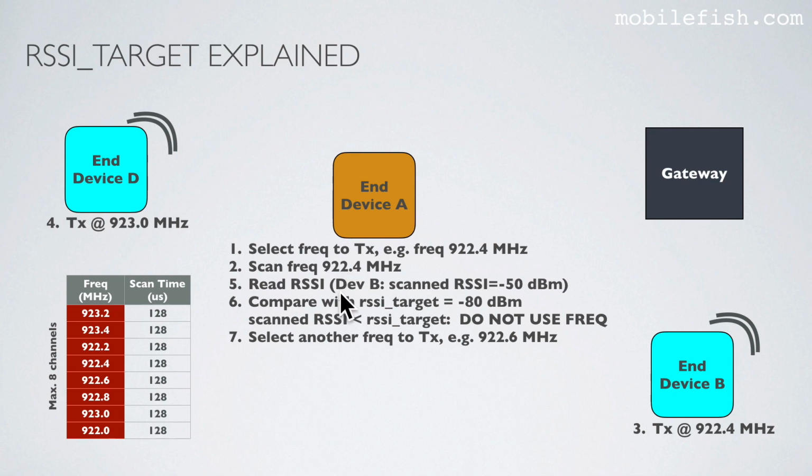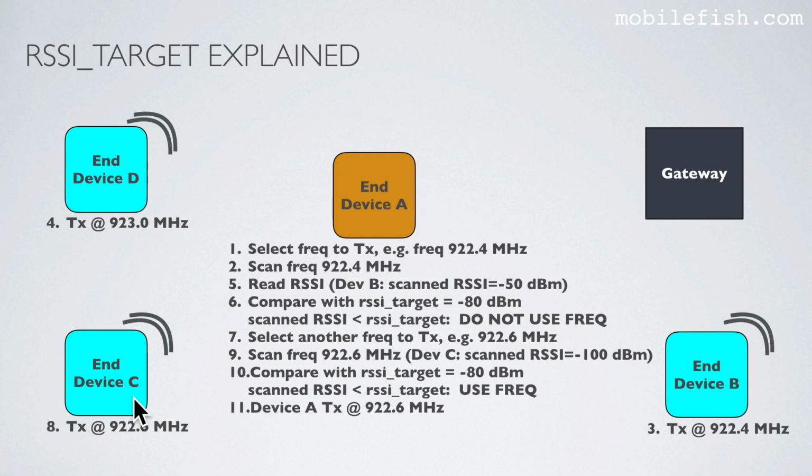Device A receives the signal from device B. It reads the RSSI value. So the scanned RSSI value is minus 50 dBm. Device A compares the scanned RSSI value with the RSSI target, which is minus 80 dBm. The scanned RSSI value must be smaller than the RSSI target value, which is not the case. Device A will not use this frequency. Device A selects another frequency to transmit. It checks the list and selects this frequency.